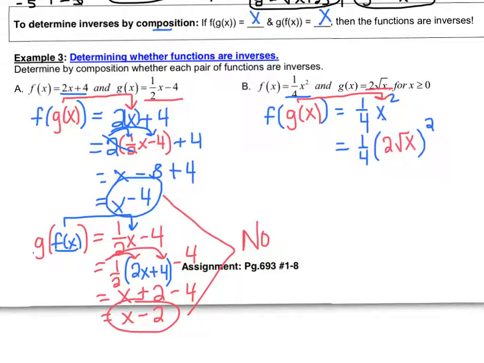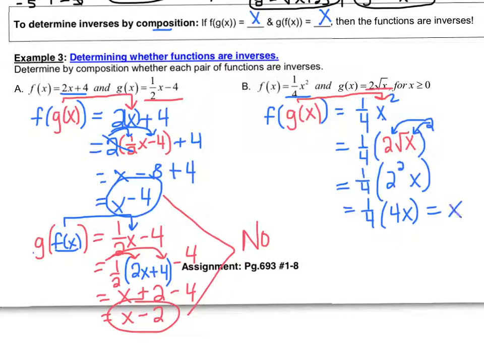Now we need to go through and distribute. I'm sorry, not distribute, we need to distribute the exponent first. So we have 1/4. We'll put that little exponent on that too, and 2 squared will become 4. And then we're going to put a squared on the square root of x, and that's going to cancel out. So this will become 1/4 times 4x. And when you multiply 1/4 by 4, you get x.